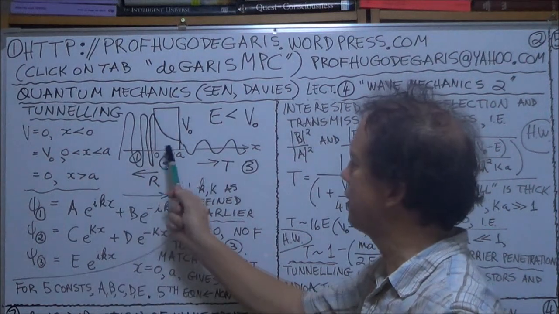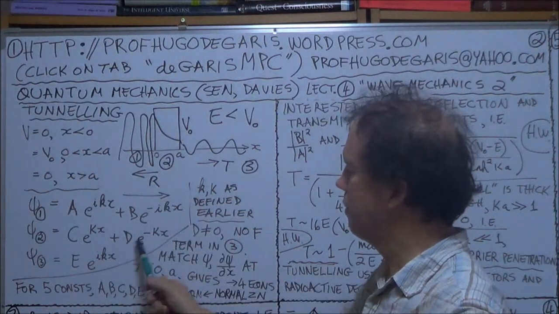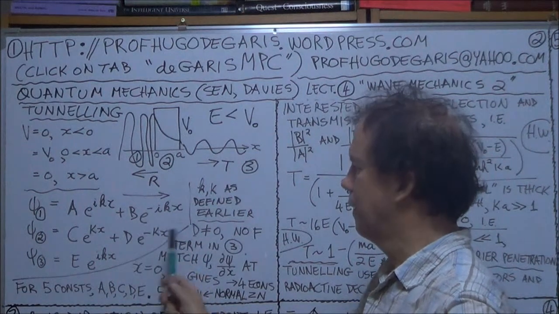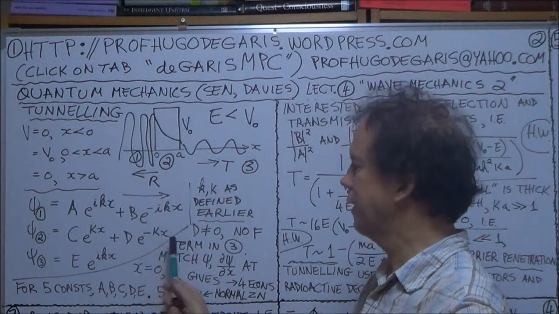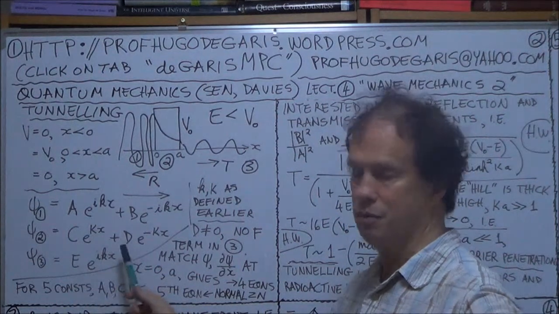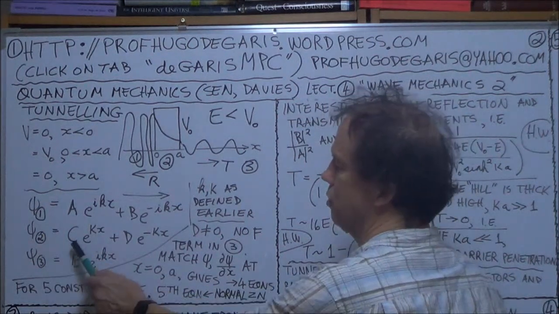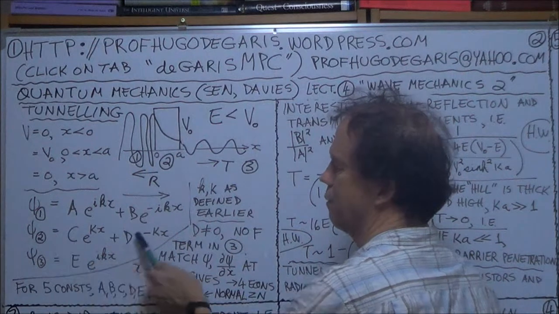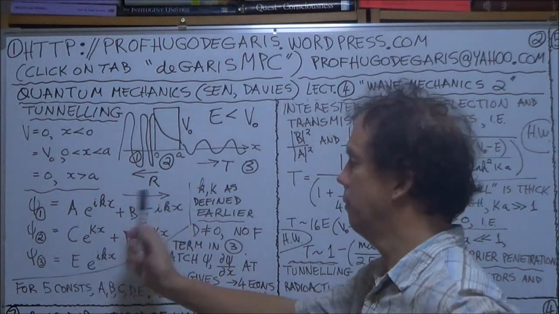Now, because this is so narrow, this term doesn't drop off to nothing. So we leave both in because that's the most general form. So in region 2, you've got this kind of wave function, a sum of this form.